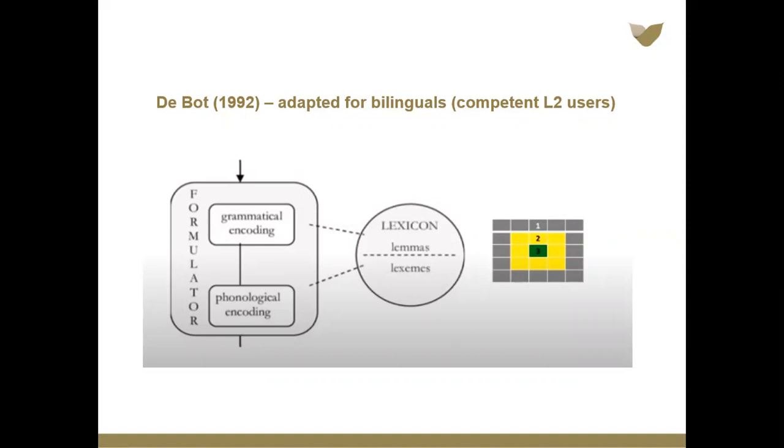And then that is further divided into 3 stages. The gray one here, the first stage, is again the conceptualization of your ideas. The second stage, in yellow, is where you start thinking and working out how you are going to produce. And the third one is the production of language. So this is the DBOT model, which was adapted for bilinguals. But one thing to be noticed is that this is for competent L2 users, that means the ones who already have quite a good command of a second language. In our context, it could be English.